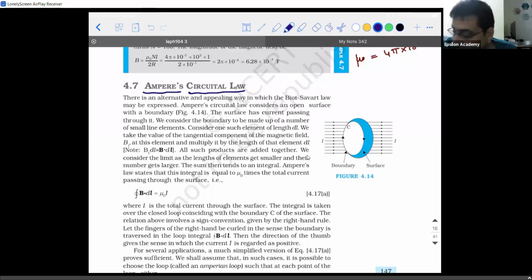And why is this thing used? So similarly, you have another law which is similar to Gauss law. Here we call it Ampere's circular law, which is used to calculate the magnetic field due to conductors which are symmetric in nature. Okay, and the formula goes like this.